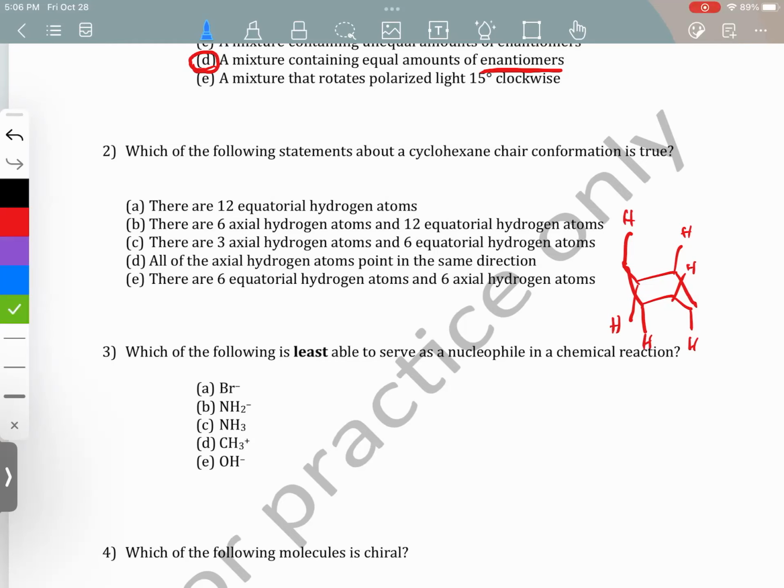And we'll have equatorial hydrogens, down equatorial on the up carbons and up equatorial on the down ones. Trying to draw it in is kind of difficult. 2, 3, 4, 5. Missing one somewhere. There. So when you have your cyclohexane chair conformation, there's supposed to be 6 axial hydrogens and 6 equatorial hydrogens. The answer choice that matches that is E.